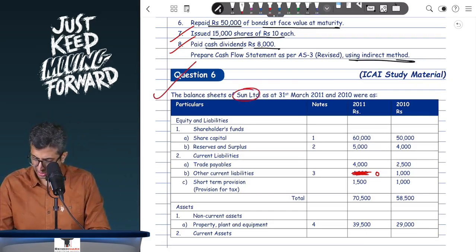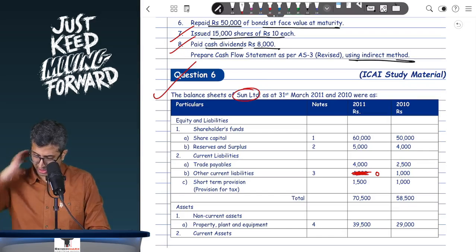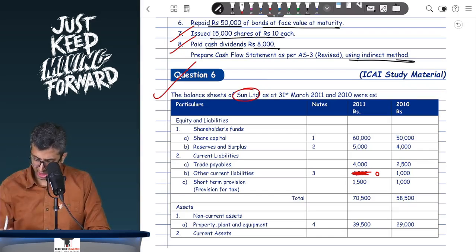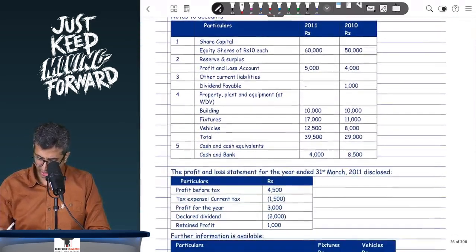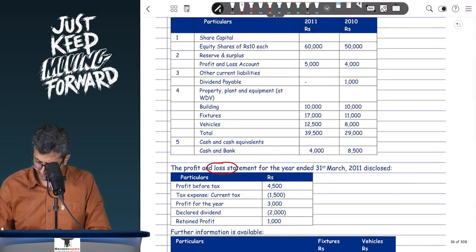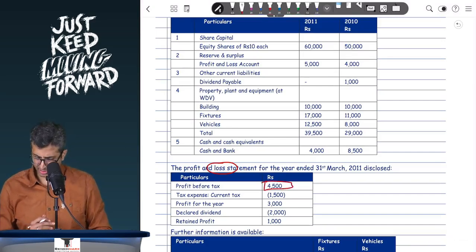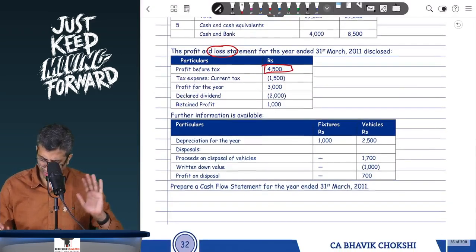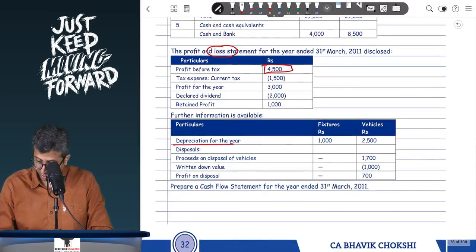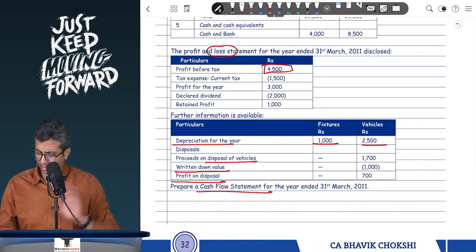In any case, Sun on 31st March has the following details. You have this entire balance sheet, again the notes, and the profit and loss statement is given. Here you have profit before tax given as 4,500. You will take that. Tax expense for the current year, declared profit, written profit, everything. And then further information: depreciation on fixtures, on vehicles, proceeds on disposal of vehicles, written down value, profit on disposal. And then you have to prepare the cash flow statement.